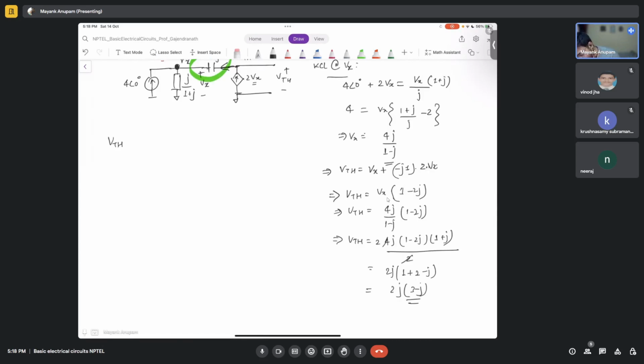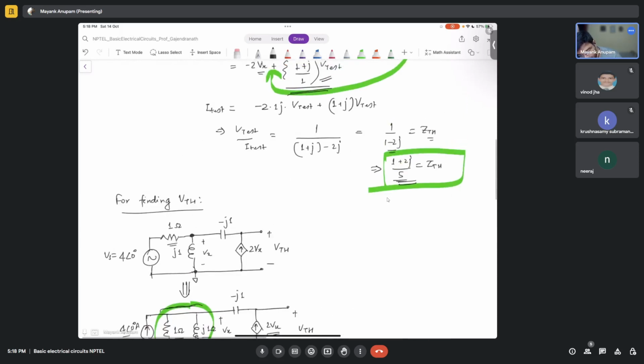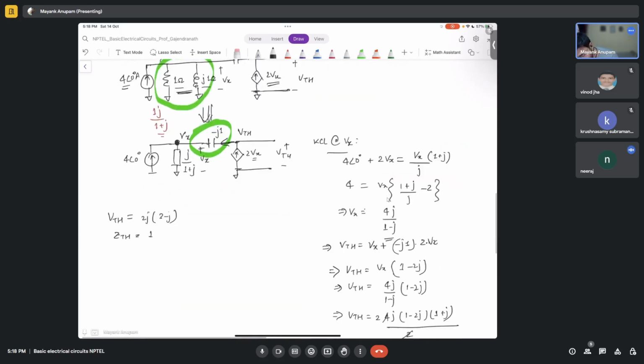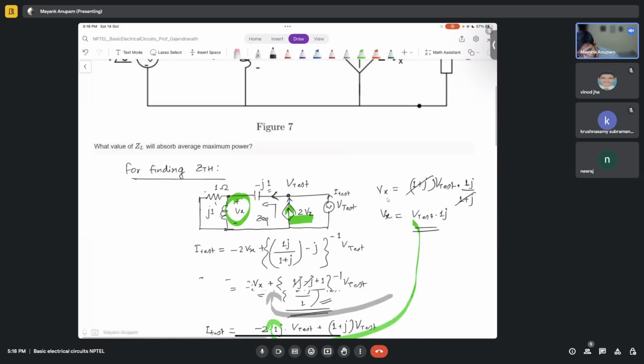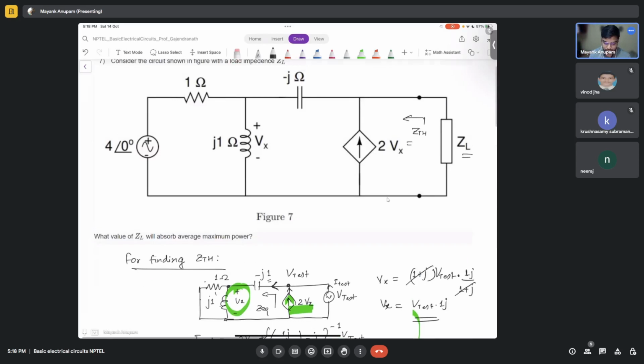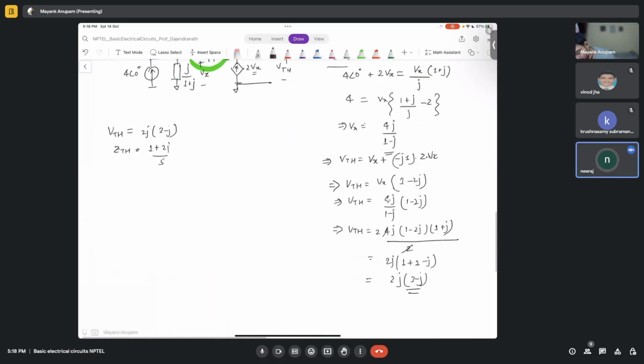So what is our Vth? Final Vth is equal to 2j into 3 minus j. What is our Zth? 1 plus 2j by 5, right? Okay. So what will be the value of ZL for maximum power transfer here? ZL, sir, conjugate of that. Yes. It should be 1 minus 2j divided by 5. Right? Yes. So is that clear now?